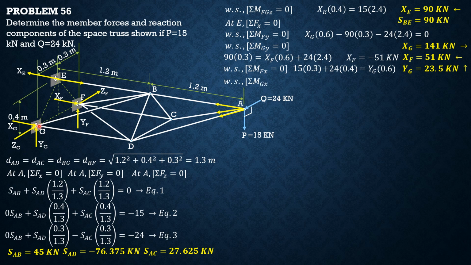Then summation of moments about GX, whole system, to solve for YF. By the right thumb rule, YF is positive, 15 is negative, 24 is also positive. So YF times 0.6 plus 24 times 0.4 equals 15 times 0.3. So YF is negative 8.5, which means YF is downward 8.5.